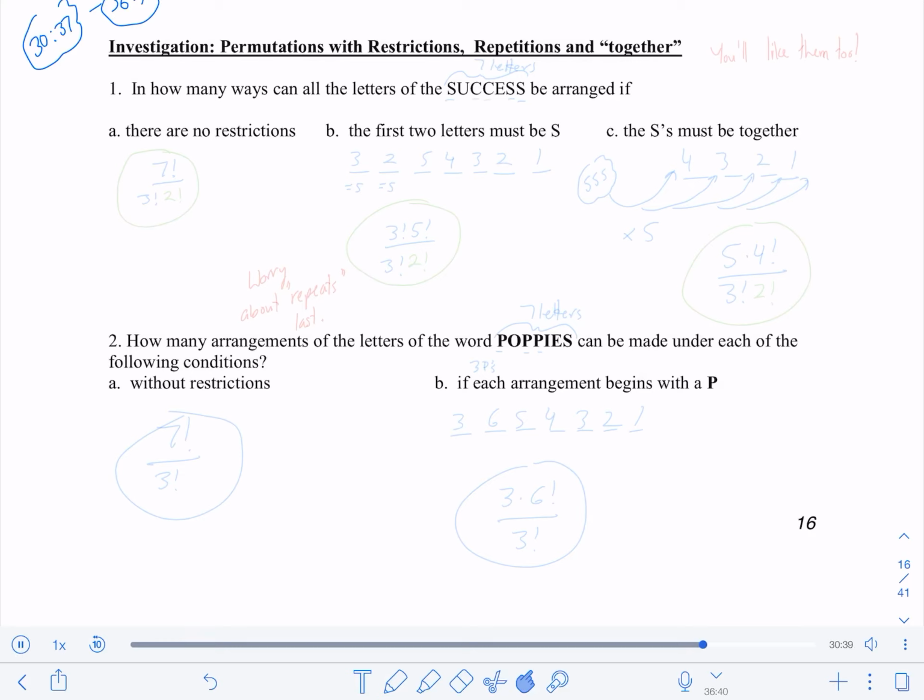Okay, here's the next ones, and I really like them. They're permutations with restrictions and repetitions together. So first of all, we've got the word success. Now, if there are no restrictions on how we arrange this, this is kind of neat.